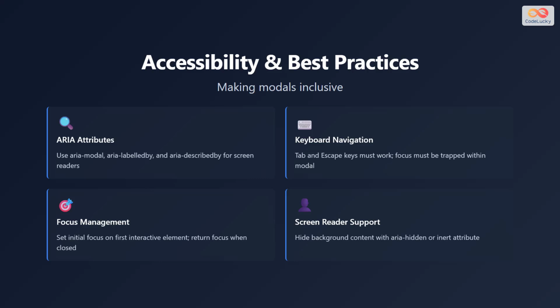Making modals accessible is crucial for all users. Use ARIA attributes like aria-modal, aria-labelledby, and aria-describedby to help screen reader users understand the modal. Support keyboard navigation by allowing tab and escape keys to work properly. Manage focus carefully by placing it on the first interactive element when the modal opens and returning it when the modal closes. Hide background content from screen readers using aria-hidden or the inert attribute.